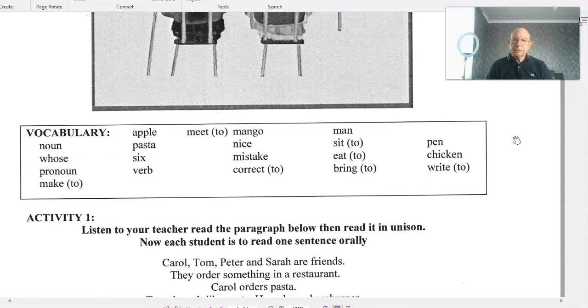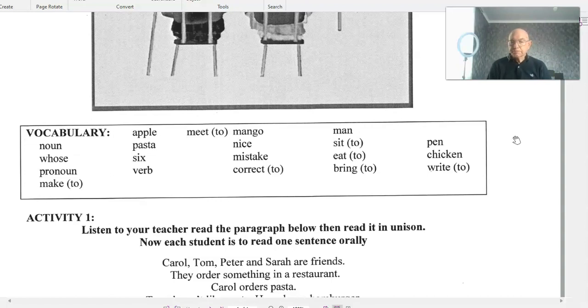The next line to correct, that's again correcting your paper. I'd be checking off your mistakes. To bring: I bring my computer to the church whenever I'm involved with English Club. So that's what you take with you, carry with you. To write: you write a letter, you write an essay, whatever to write.